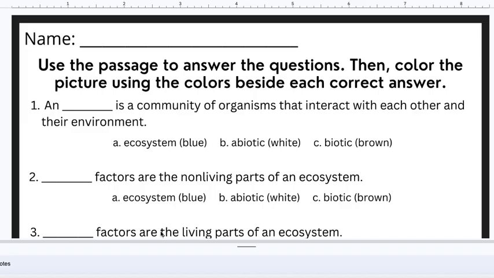All right, let's look at our questions. Use the passage to answer the questions. Then you're going to color a picture using the colors beside each correct answer. Number 1, a blank is a community of organisms that interact with each other and their environment. Is it A, ecosystem, B, abiotic, or C, biotic?